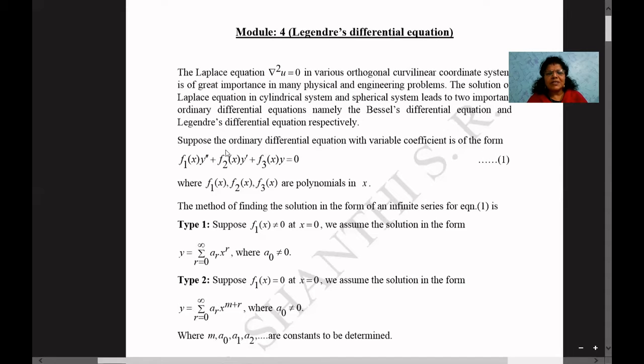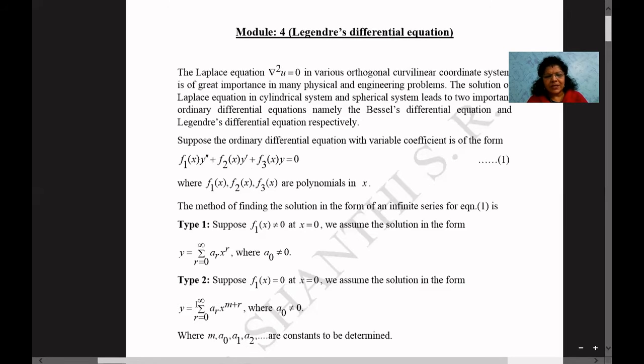Then the solution of such equations we can find using an infinite series. How to choose the infinite series solution? If the coefficient of y double dash, that is f1 of x, is not equal to 0 when x is equal to 0, then we can assume the solution y is equal to sigma r is equal to 0 to infinity a r x power r. Suppose the coefficient of y double dash, f1 of x, equals 0 when x is equal to 0, then we should choose the solution differently.